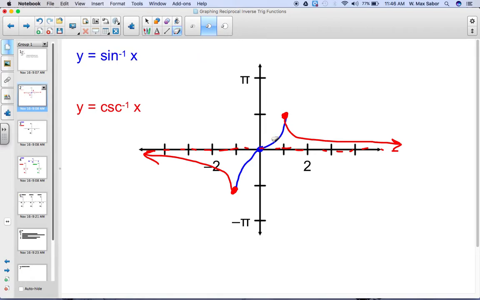So I'm going to erase arcsine, and what we're left with in red is arccosecant. So its domain is everything from -1 to the left and from 1 to the right. And its range is everything between -π/2 and π/2 except for 0.